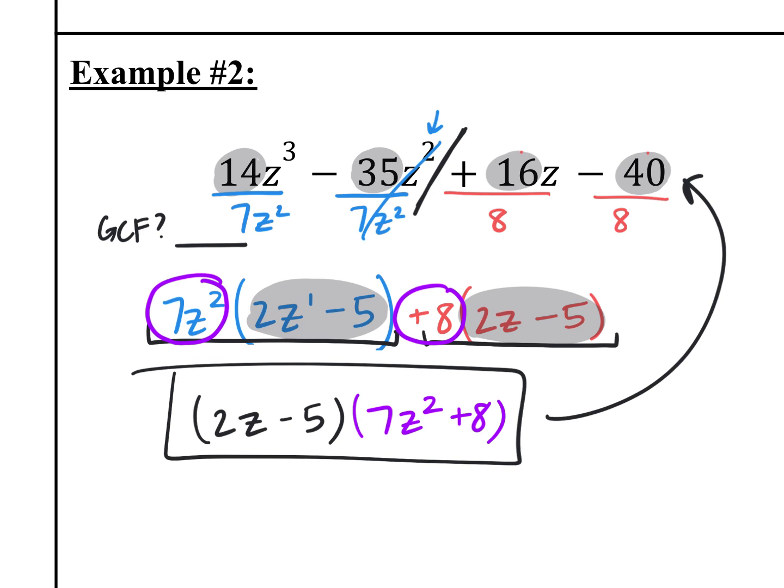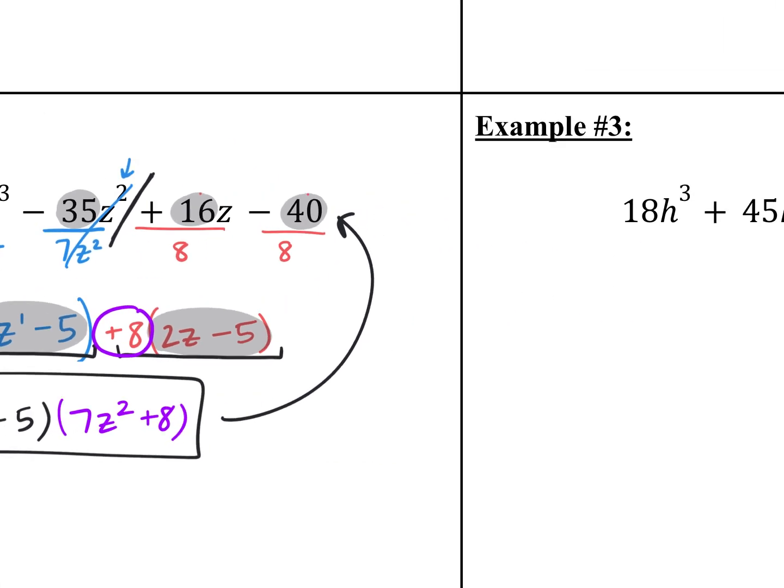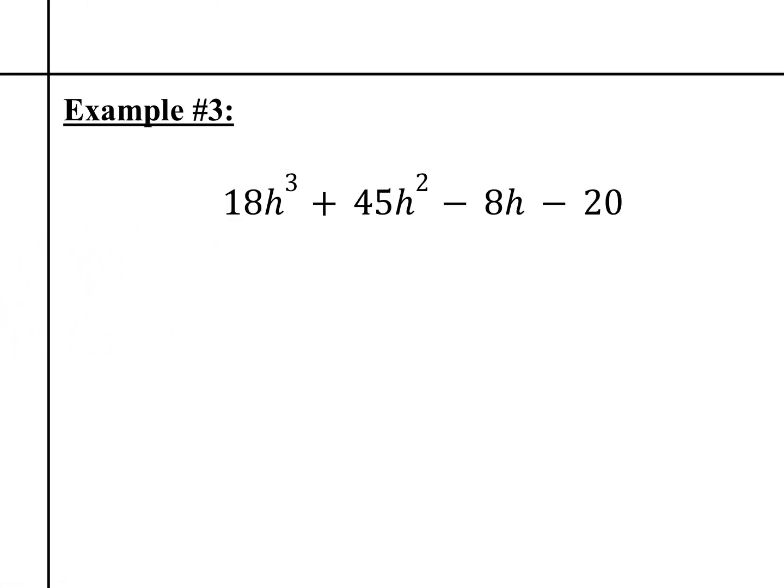All right, we've got one last example. First thing that we should do is look at our GCFs out of the 18, 45, 8, and 20. Is there a GCF that I can take out of all of these? Hopefully you looked and you saw that there is no GCF. So GCF, is there one? Put yes or no out of all of those so I know that you're paying attention. And then we're going to go ahead and split this in half.